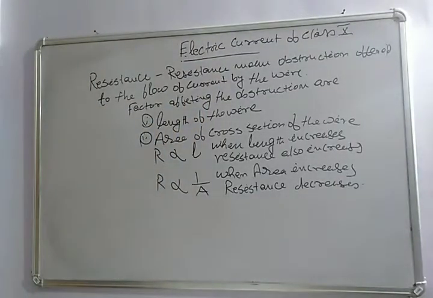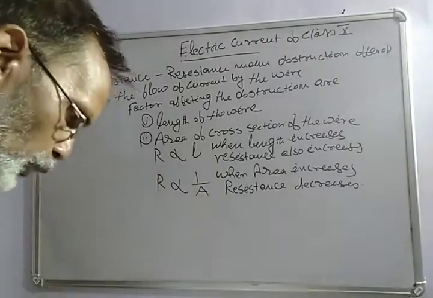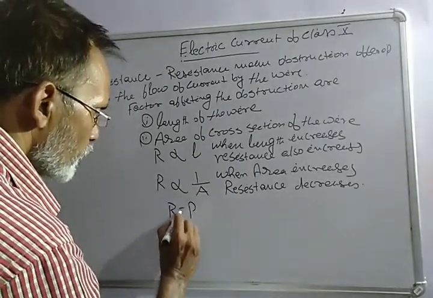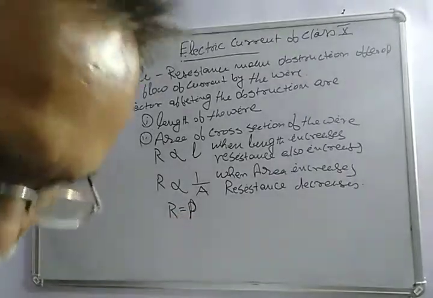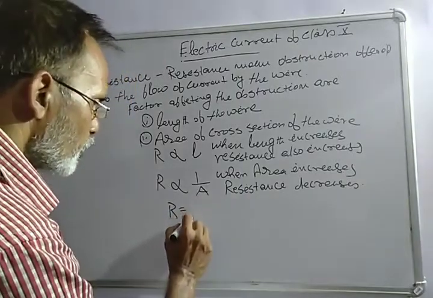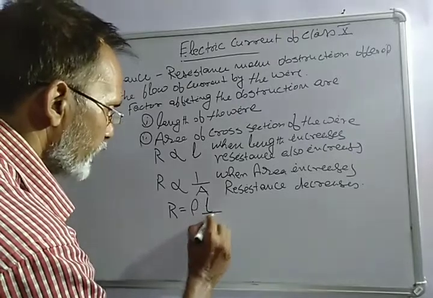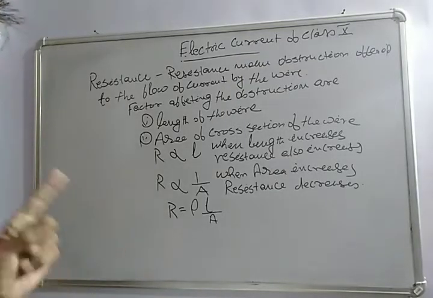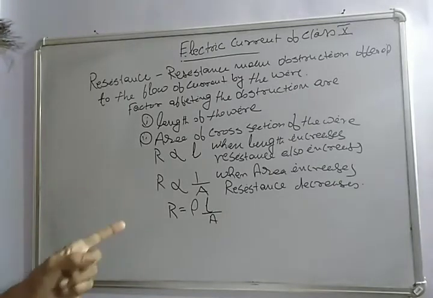So this is known as the resistance of the wire, and if we combine these two, R is equal to rho L by A. Remember always, a long and thin wire offers more resistance than a short and thick wire.